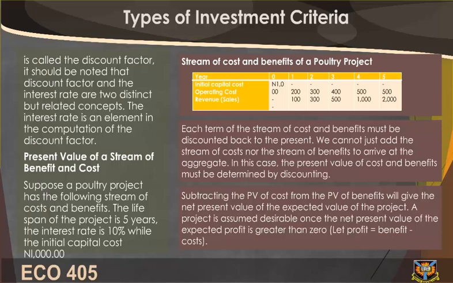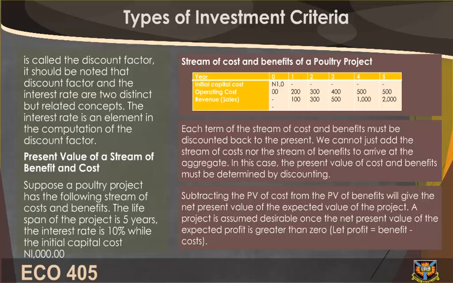Present value of a stream of benefits and costs. Suppose a poultry project has the following stream of costs and benefits. The lifespan of the project is 5 years. The interest rate is 10%, while the initial capital is 1,000. Each term of the stream of costs and benefits must be discounted back to the present. We cannot just add the streams of cost nor the streams of benefit to arrive at the aggregate. In this case, the present value of cost and benefits must be determined by discounting.